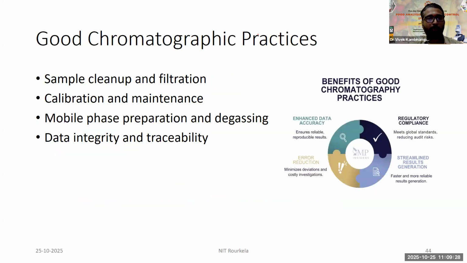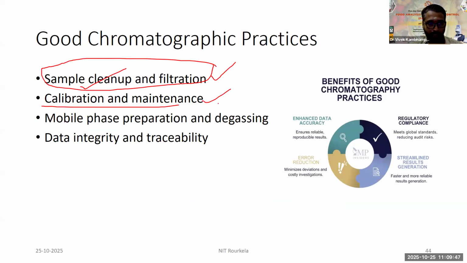What are some of the good practices in chromatography? Sample cleanup, sample preparation, filtering. Basically, this is the sample preparation. This is very much important. Calibration and maintenance are also very much important. Calibration of the machines, whatever instruments you are using. Maintenance of the HPLC or maintenance of GCMS, maintenance is very much important.